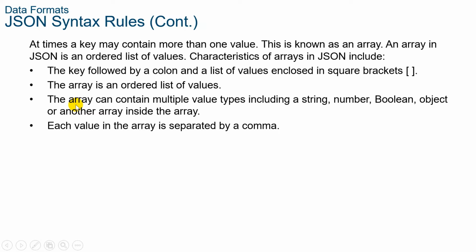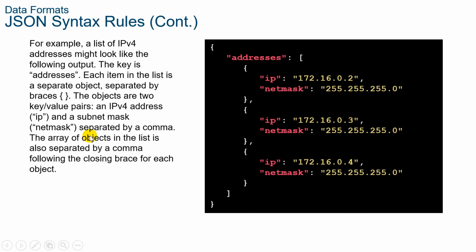The array can contain multiple values, including a string, number, boolean, object, or another array inside the array. Each value in the array is separated by a comma. For example, a list of IP addresses might look like the following output. So the key is address.